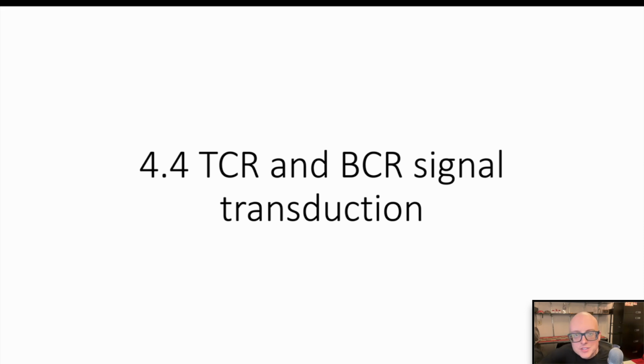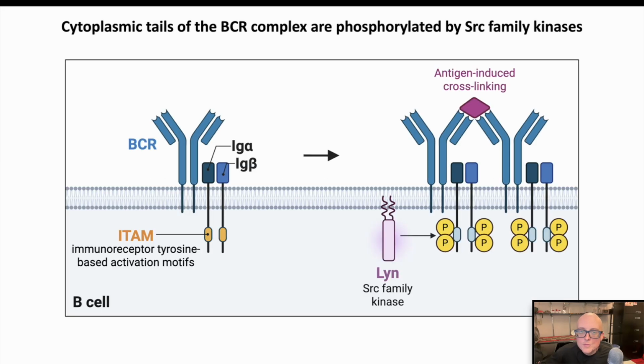Okay, welcome back to the final video in this module where we will finish our discussion of antigen receptors by looking at molecular signal transduction downstream of the TCR and the BCR. So we're going to start by looking at the BCR, which remember is a form of immunoglobulin, and this is something expressed on the surface of B cells, which allows them to interact with their antigen, recognize their antigen.